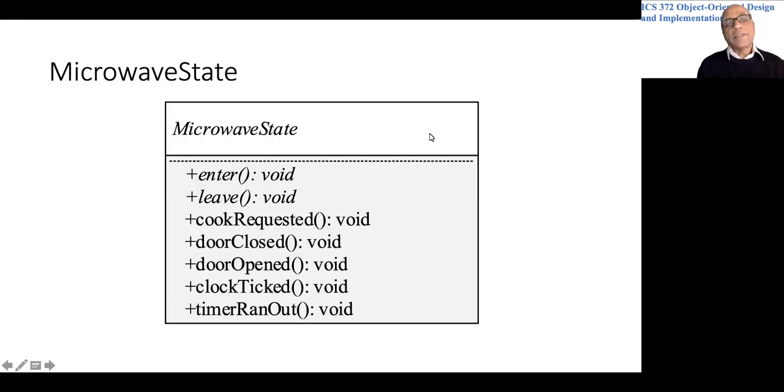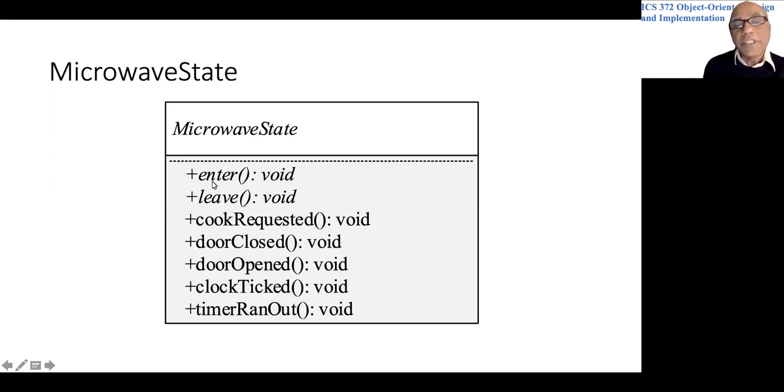Now, what does a state do? The microwave state is the superclass. It is going to be an abstract class. It will have one method for each event: cook requested, door closed, door opened, clock ticked, and timer ran out. There are 5 events if you look at the state transition table. And we add 2 more methods. One is the enter method, the other one is the leave method.